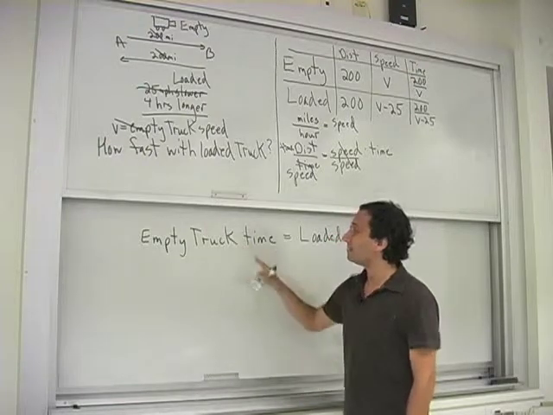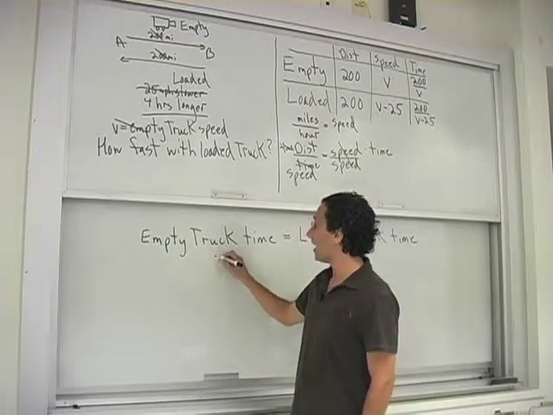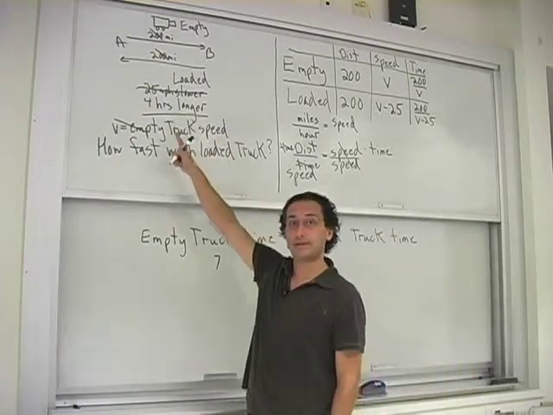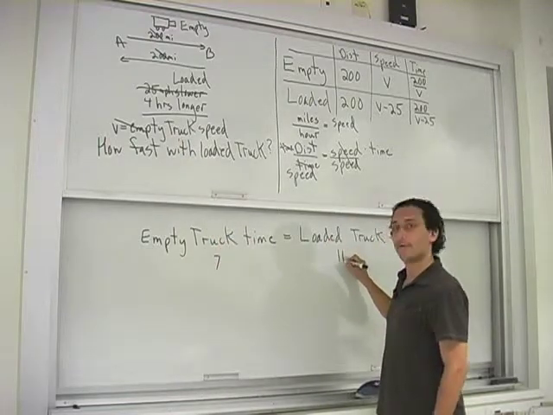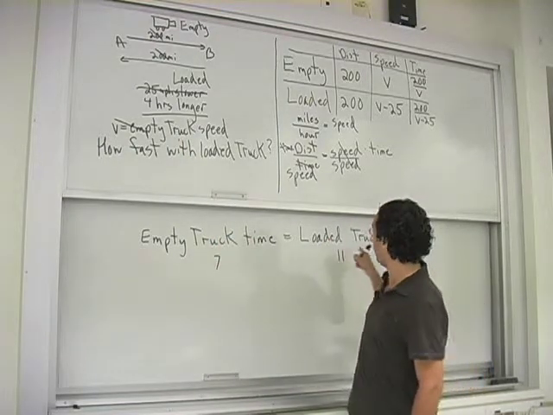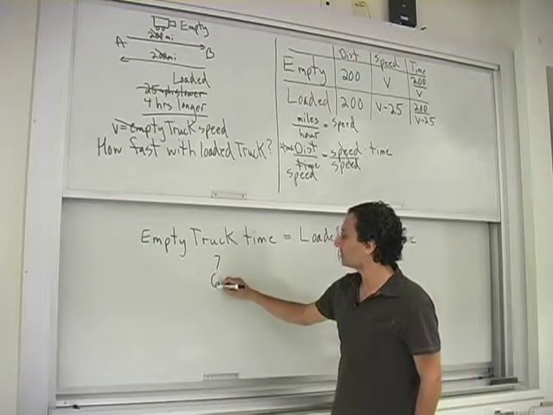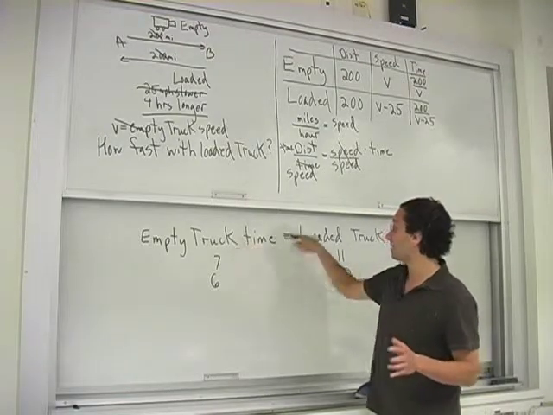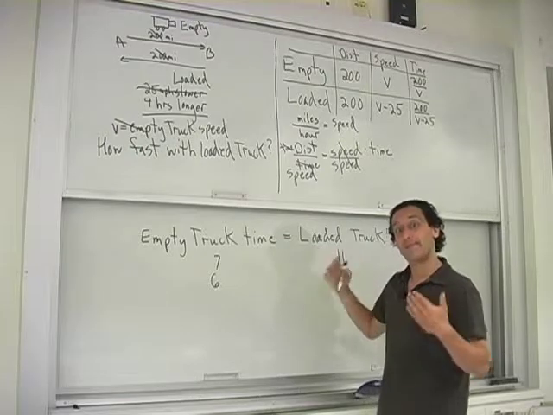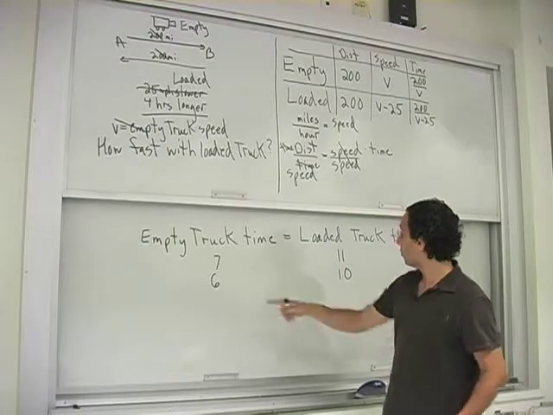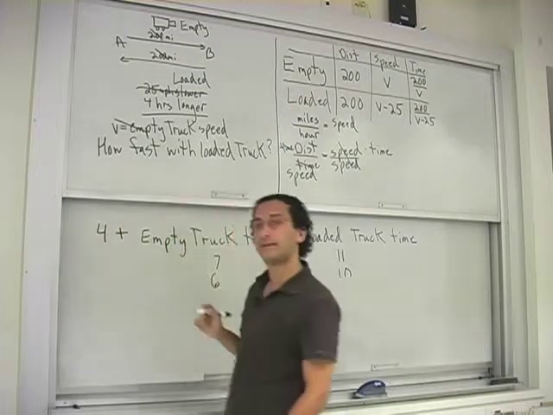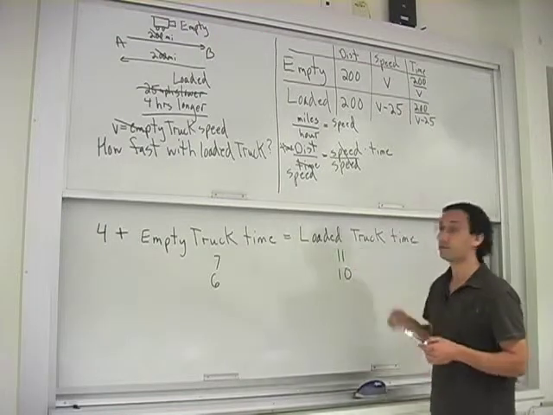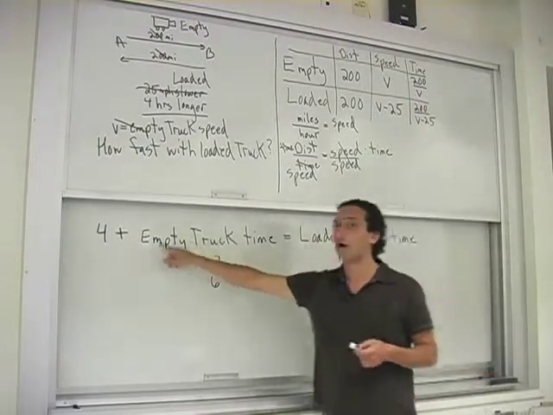Well, for example, if the empty truck took 7 hours, then it would have taken, based on that information, 11 hours. Right? It's 4 hours longer. If this only took 6, this would have taken 10 hours. So I'm trying to develop an equation. This is not true. They're not equal. How can I make them equal? Oh, it looks like I can just add 4 to this side. So if I take 4 plus the empty truck time, I'll get the loaded truck time. Normal people talk first.